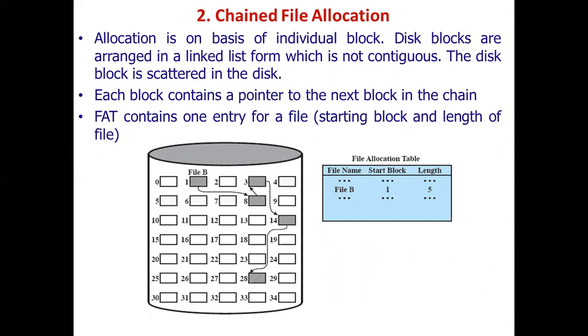Here also, file allocation table contains one entry for a file. Look at the diagram. Here, for file B, 5 disk blocks are allocated. Address of those 5 disk blocks are 1, 8, 3, 14, and 28. All these blocks are linked together.